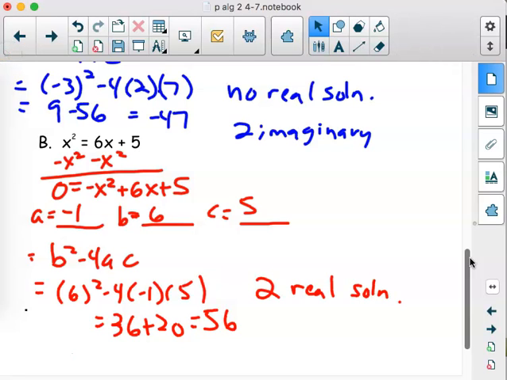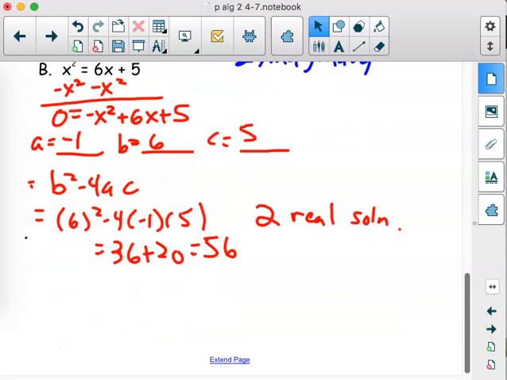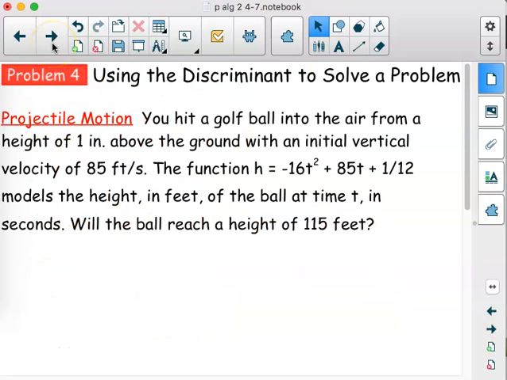Okay, Cedar Home, this seems kind of silly. I mean, all we're doing is saying how many and what kind. Except this will let us know if a real world situation is actually possible. Because if we do the discriminant for a real world situation and we get a negative, we're going to know, well, you can't do that. That's not real. It's not going to happen. And that is what we have to do next.